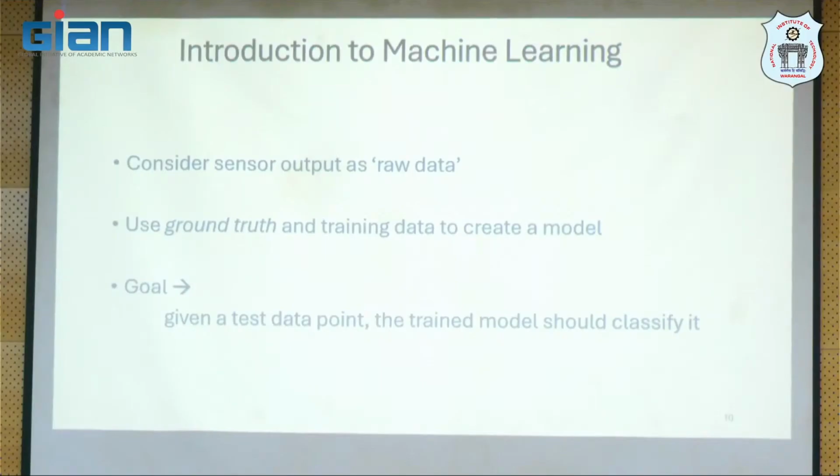If it is healthy or faulty, the machine can do a coin toss, and it can say if it's heads, it's going to be healthy, if it's tails, it's going to be faulty. That is one simple way of predicting. But that is not what we want.